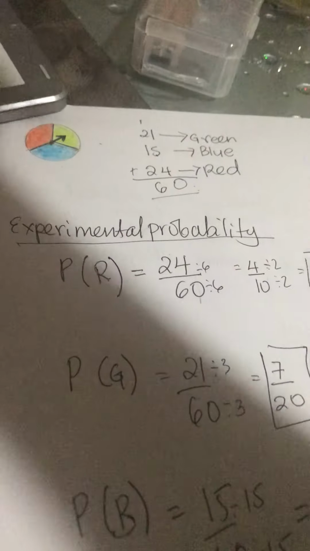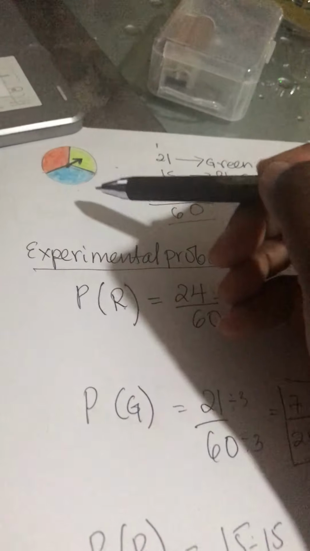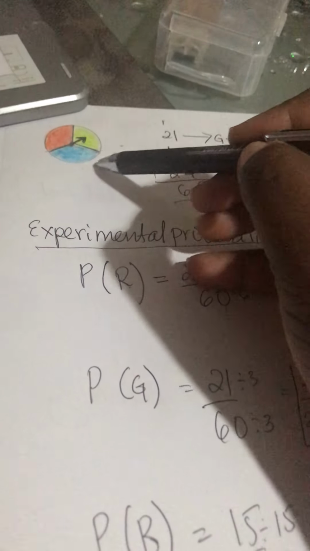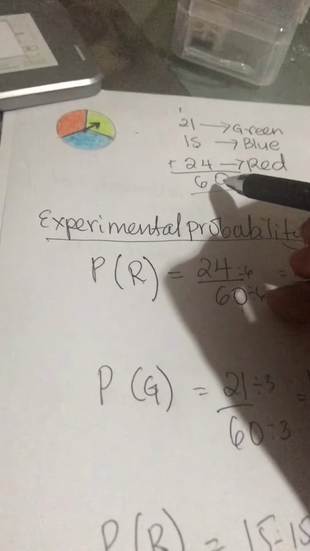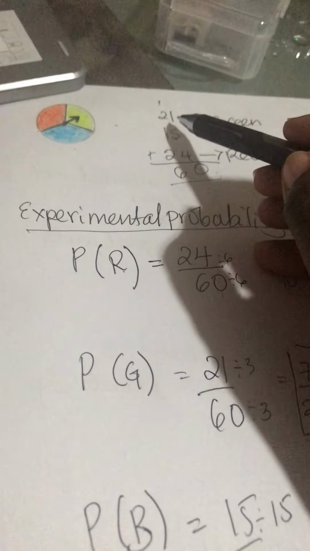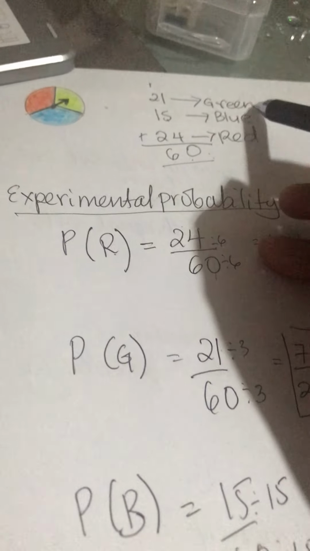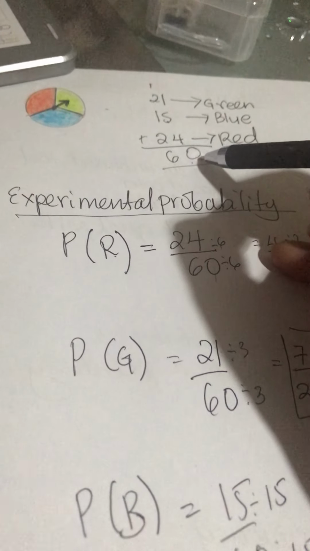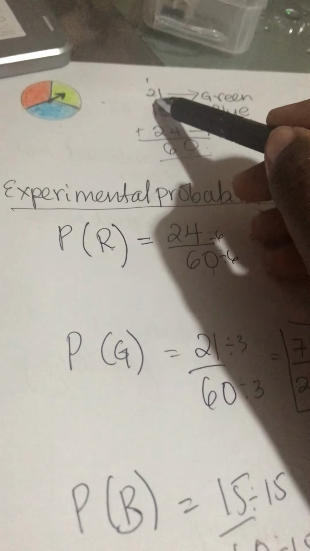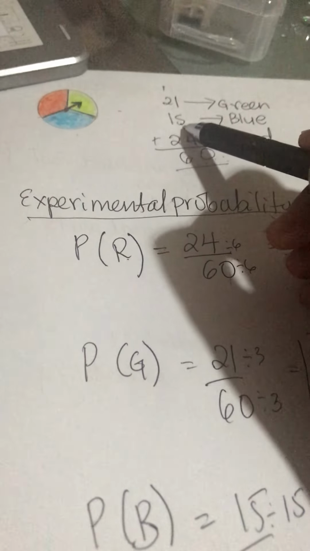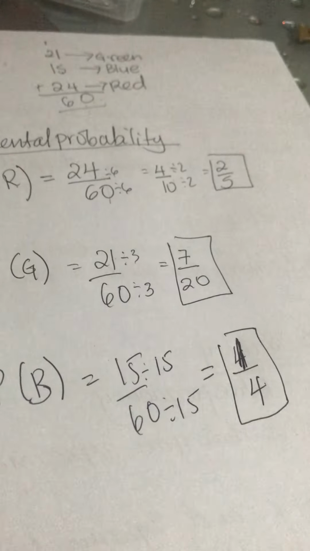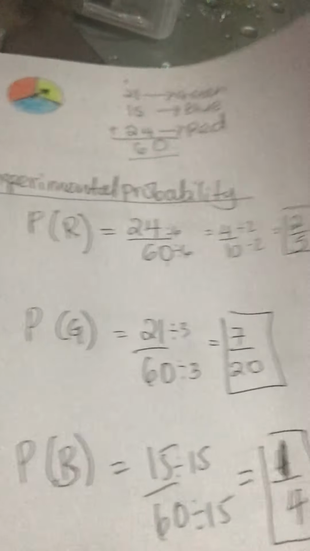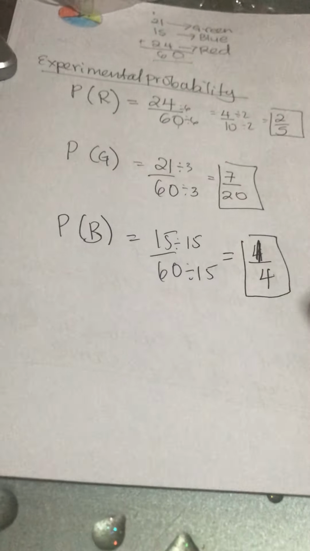So that's the experimental probability because I did 60 experiments. I spun my hand on the wheel 60 times. And every time I spun, I recorded. So after the 60th turn, I found out I had 21 green, 15 blue, and 24 red. And then this is what I got, okay? Now, let us do the experimental probability. This is the experimental probability.